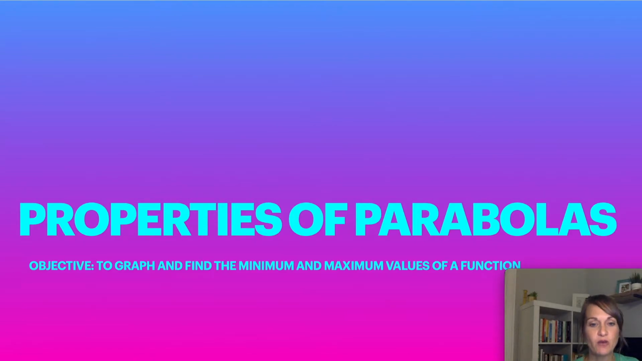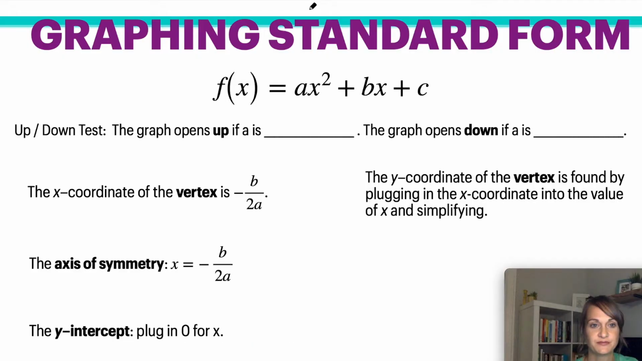In this video, I will be discussing how to graph and find the minimum and maximum values of a function. To graph a standard form of a quadratic in the form of ax squared plus bx plus c, there are a few different things that we can determine.